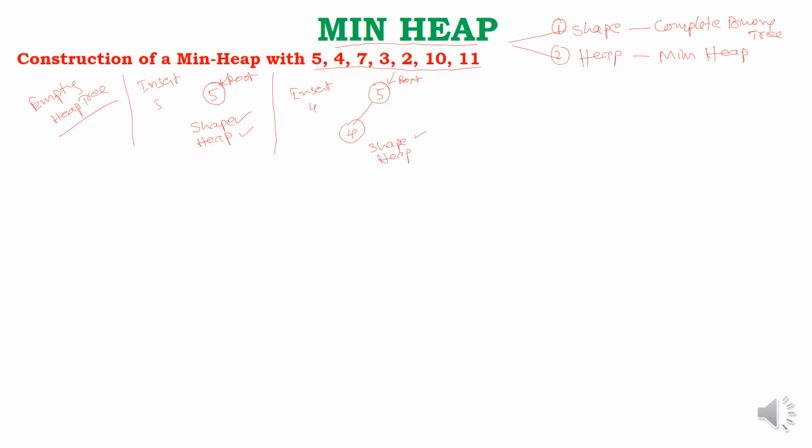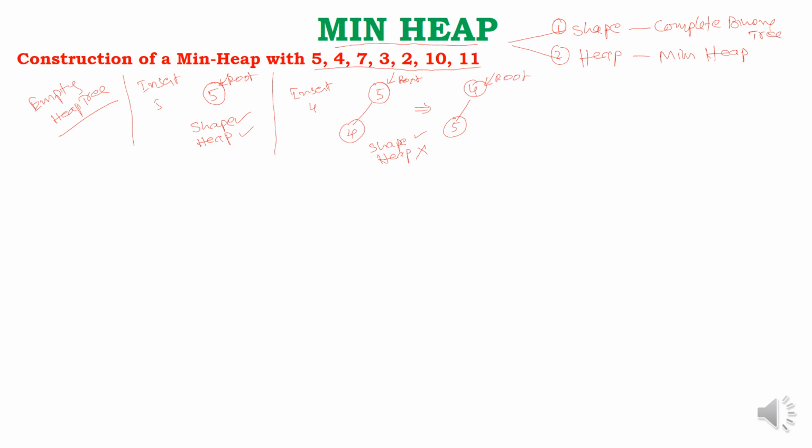Heap is minimum heap, so parent should be less than children. So it is not satisfying. To make it satisfy, these two values are interchanged. Parent and child values are interchanged. So interchange these two values. So 4 is now the root, and left of 4 is 5.